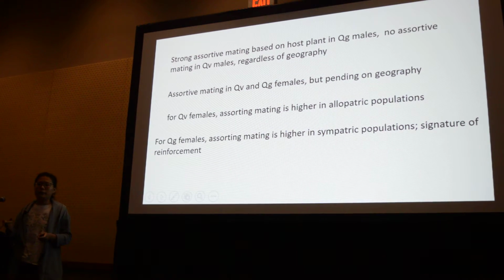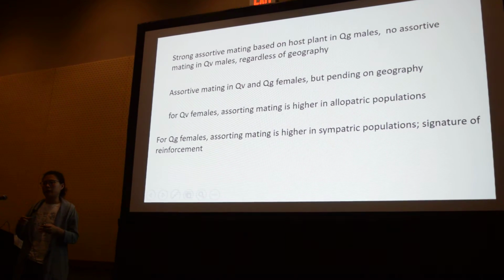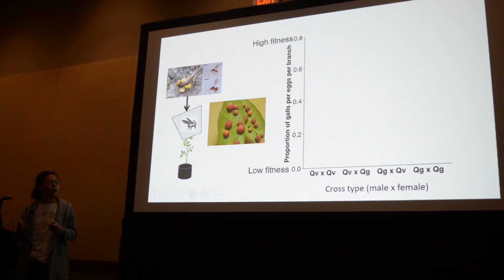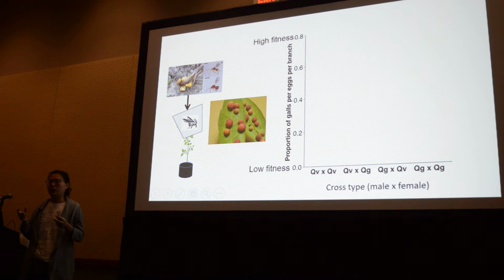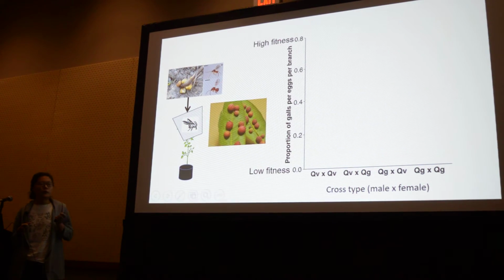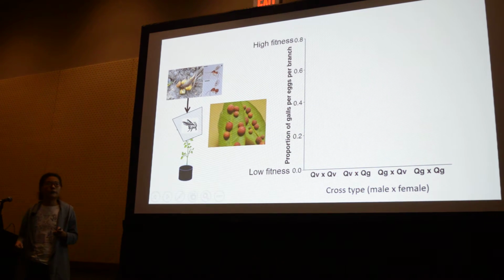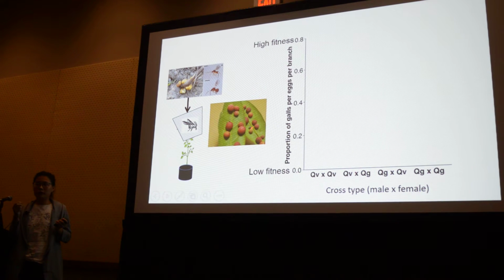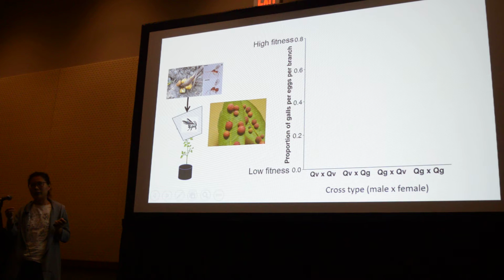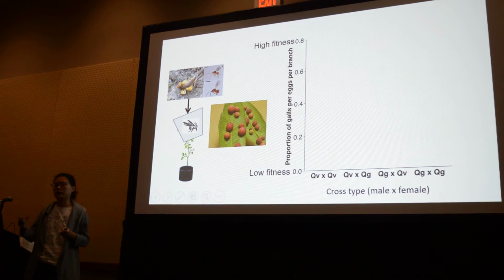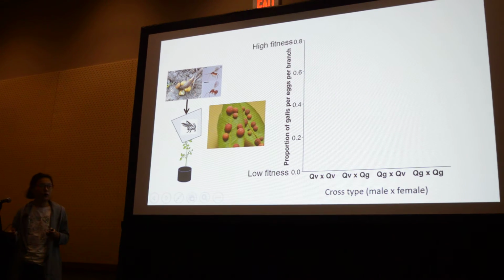And to further confirm the prediction of reinforcement, which is lower hybrid fitness, we did this hybrid process by bagging males and females from either the same or different host plants. When the females oviposit on the leaves, they leave a permanent oviposition scar. Therefore, we were able to quantify the proportion of galls produced per egg as the fitness measurement of the wasps.